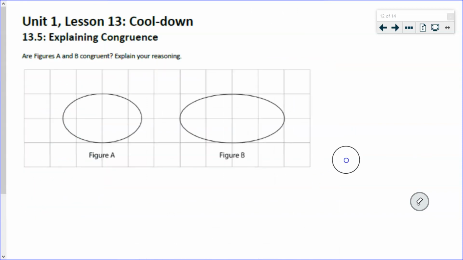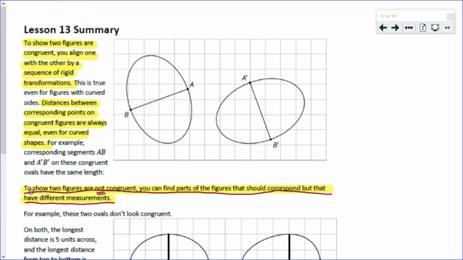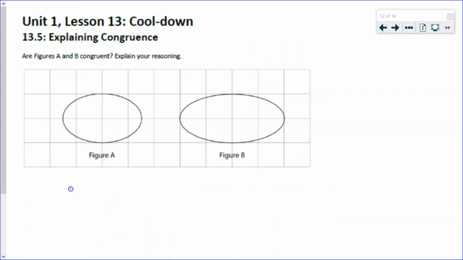Okay, and now to our cool down. Let's finish that up. Then you haven't followed directions if you already completed it. Are figures A and B congruent? I want you to pay attention to what we highlighted here in yellow. To show two figures are not congruent, you can find parts of the figures that should correspond but have different measurements. So it's just that simple. How long is figure A? It's that long. Is it the same length in figure B? No. Definitely not. It's just that simple, right? Yeah, B is 4. A is maybe 3. It looks like 3.